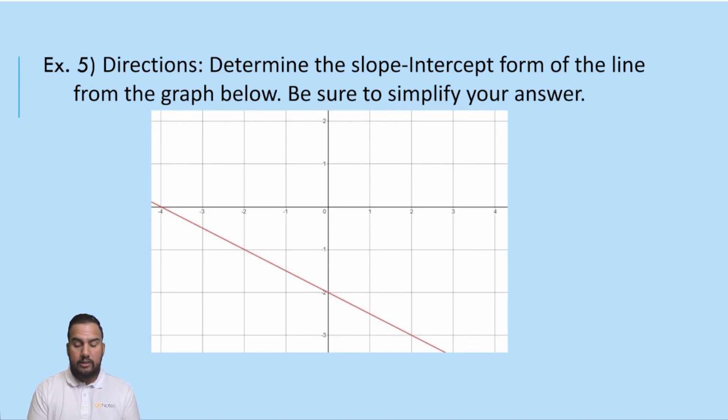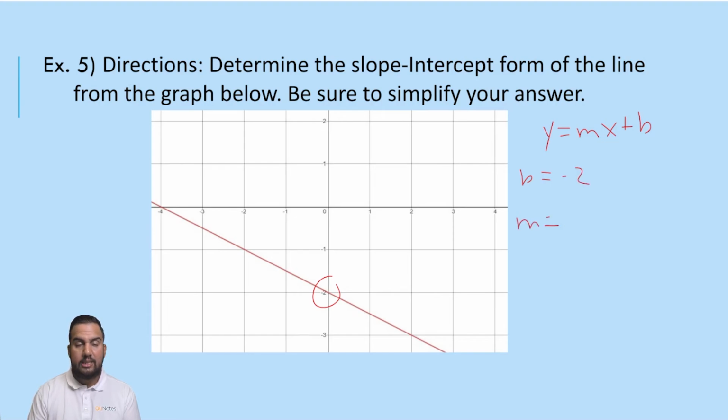So for example 5, the directions say determine the slope-intercept form of the line from the graph below. Slope-intercept form, we already know the formula. It's called y equals mx plus b. I need an m and I need a b. So I'm going to first find my b. B is simple. It's just whatever crosses the y-axis, which is -2. But what about the m?